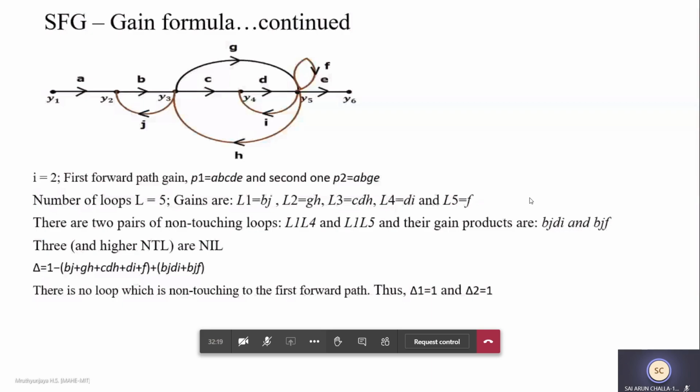Similarly, delta 2 equals, which is delta 2 corresponds to the forward path P2 above. So P2 is ABGE.